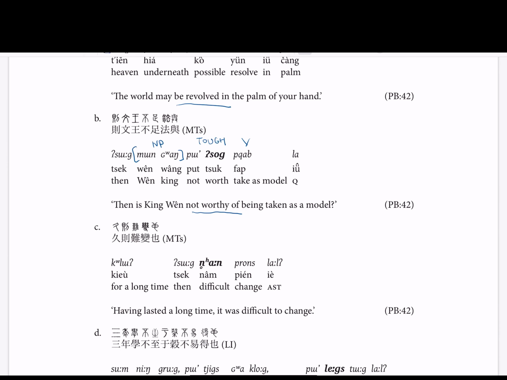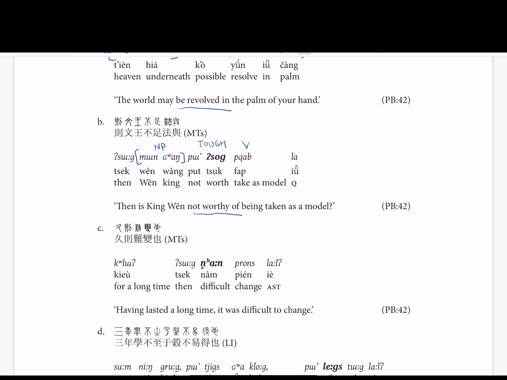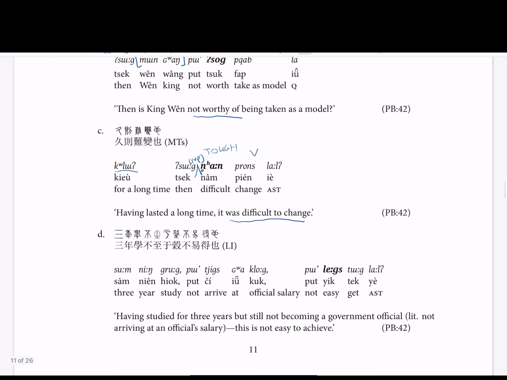The sentence in 17c is again conditional. The condition is conveyed in the one-word predicate clue. Something lasts for a long time. If something lasts for a long time, then it becomes difficult to change. None is the tough predicate, and change prongs is the verb. The NP that should be the surface subject of the tough construction is omitted here. So here there should be an NP. Something is difficult to change. Finally, let's look at the sentence in 17d.